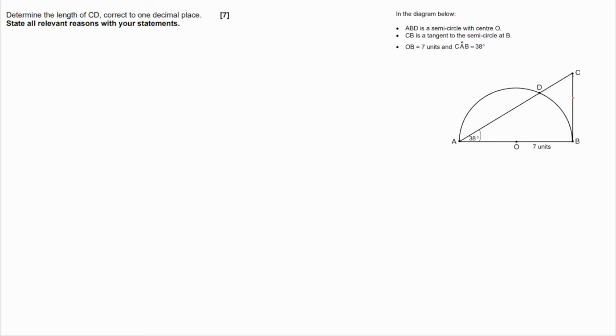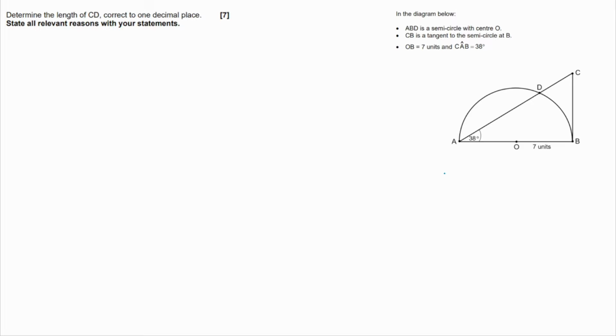Or let's not even think about CB. If we can work out the length of AC, and we have AD, then we can work out this little bit. Because if we know AD, so let's say AD is 8, and the whole length AC is 10, then we'll know this will be 2 units. So that's a possible approach as well. So we're going to try find the entirety of AC, and then we're going to try find AD.